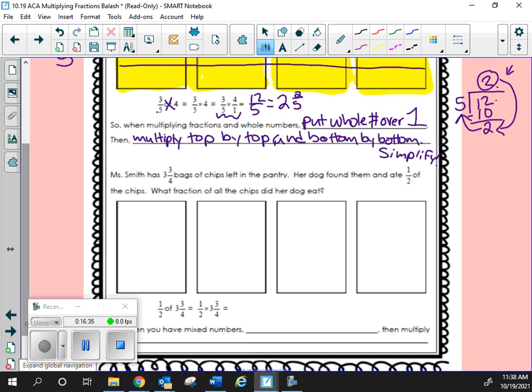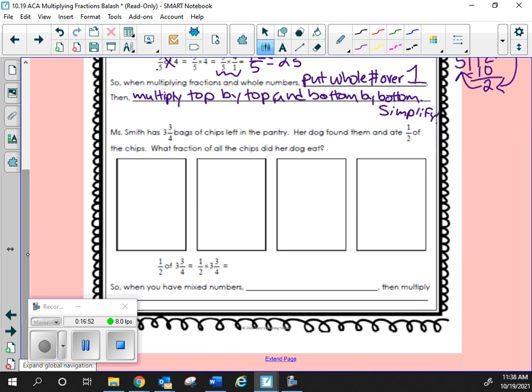Yeah, exactly. Okay, yes, sir? How many times does the denominator go into the numerator? Correct. And that's your whole. Not right now. All right, well, let's move on.